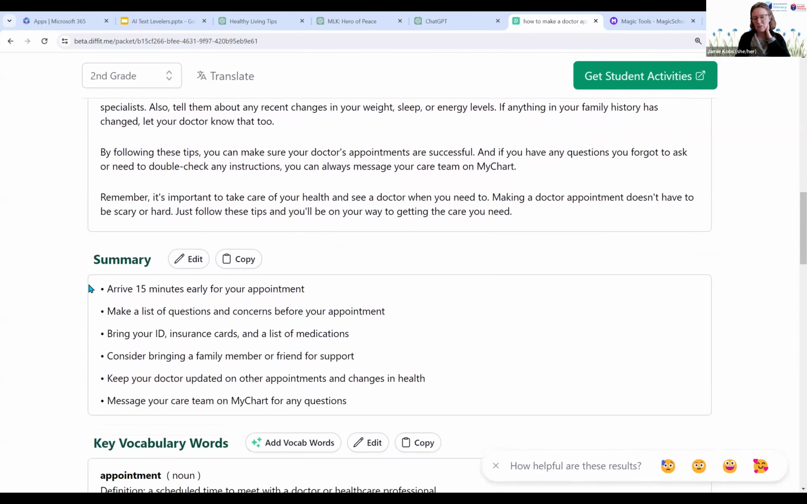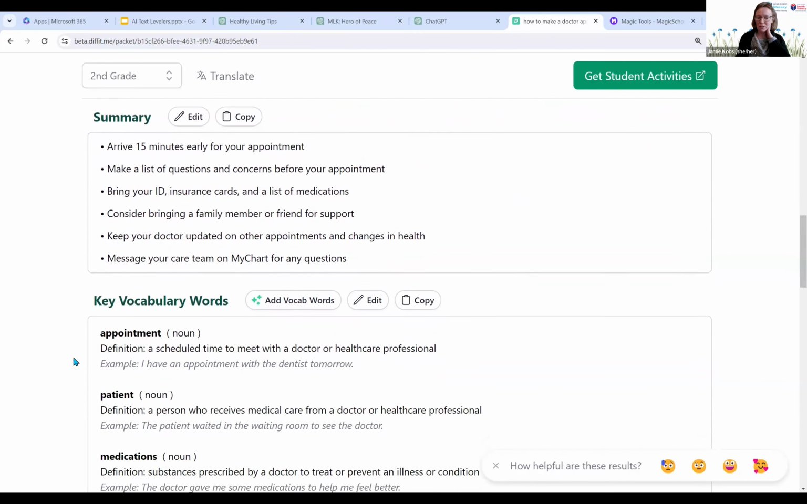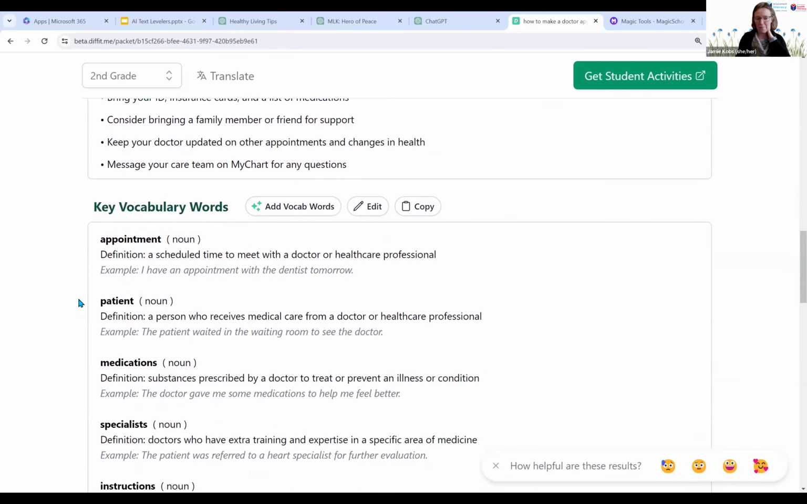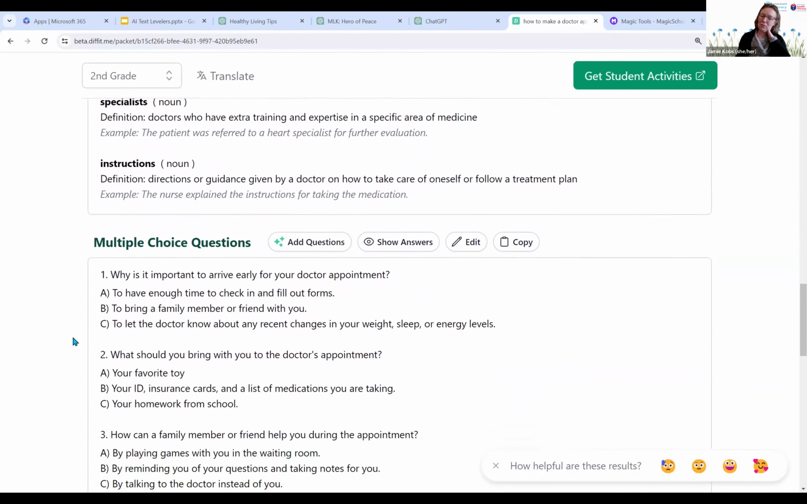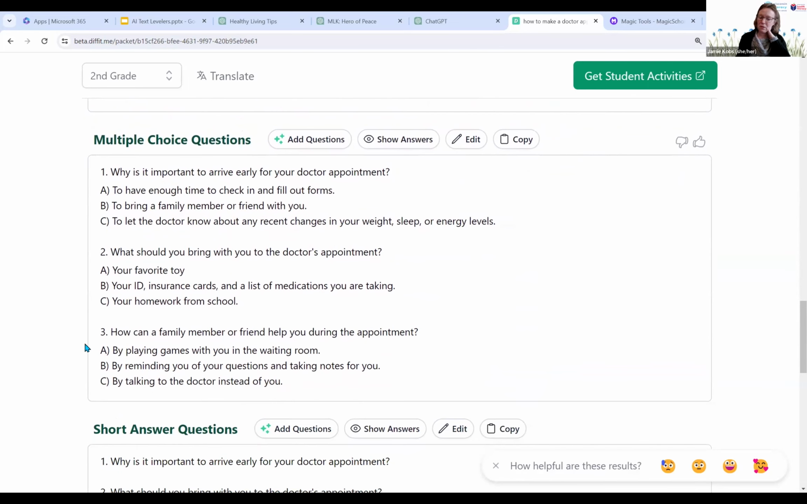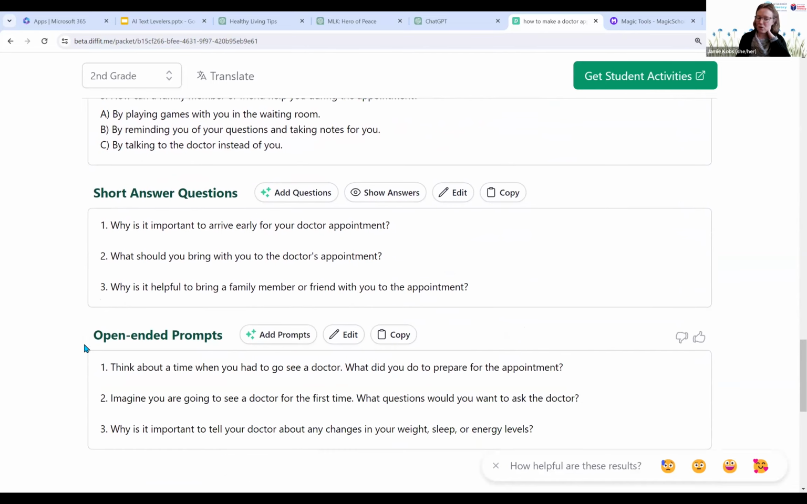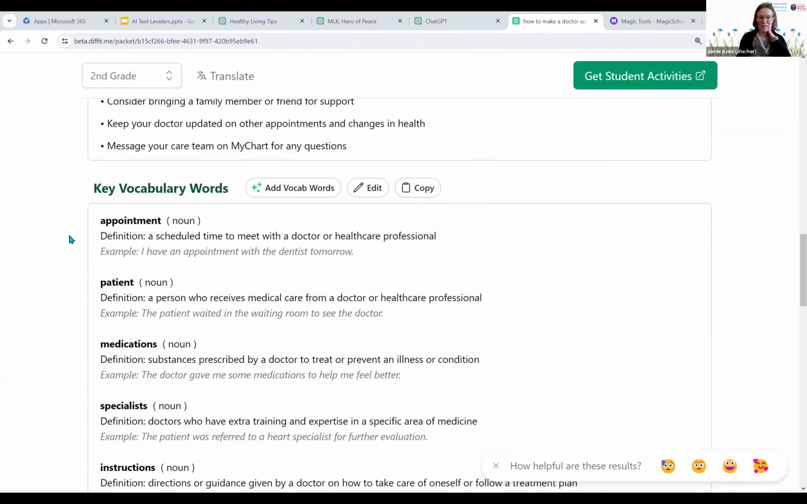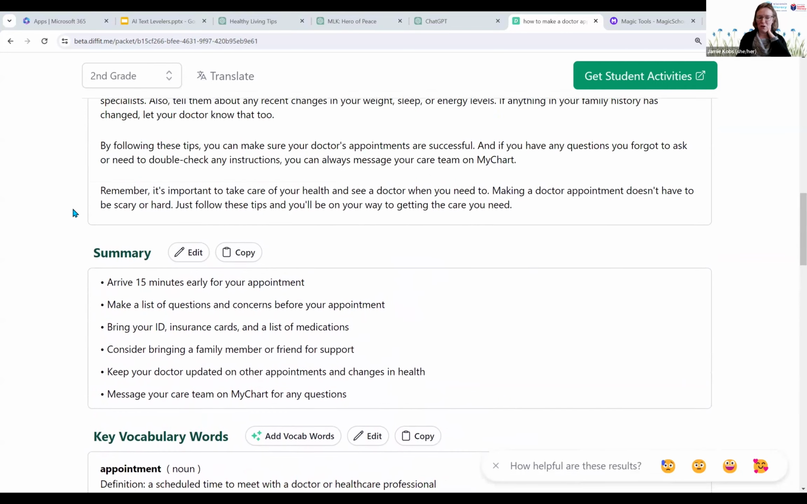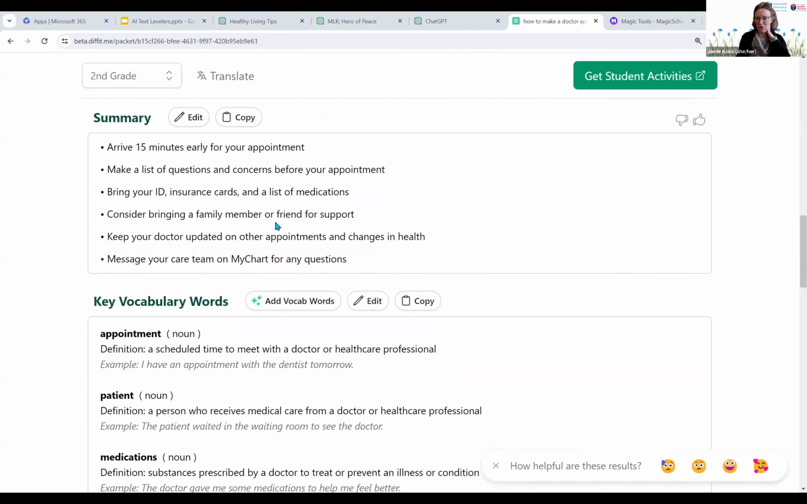Diffit will automatically give you a summary of the text. So this is an even more simplified version. It will give you key vocabulary words with definitions. These little green stars here say I can add vocab words, but this is a paid feature, just so you know. And then it automatically gives you multiple choice questions, short answer questions, and open-ended prompts. Yeah, I also like the summary. So even if you thought like second grade level was too hard, you could give students this first.